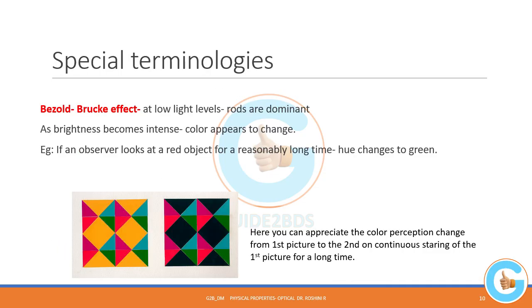So the first terminology we are going to discuss is the Bezold-Brücke effect. Now what is this effect called? You can read the second line. As the brightness becomes intense, your color appears to change. At low light levels, your rods will be dominant and cones will not be present. So this is the reason there is a change in the perception of the color when the room is bright as well as dark. Whenever there is a bright room, you see a color, and whenever the room becomes dark, your rods will become dominant and cones will reduce the color vision. So that's why we have a perception of color change, reason number one.